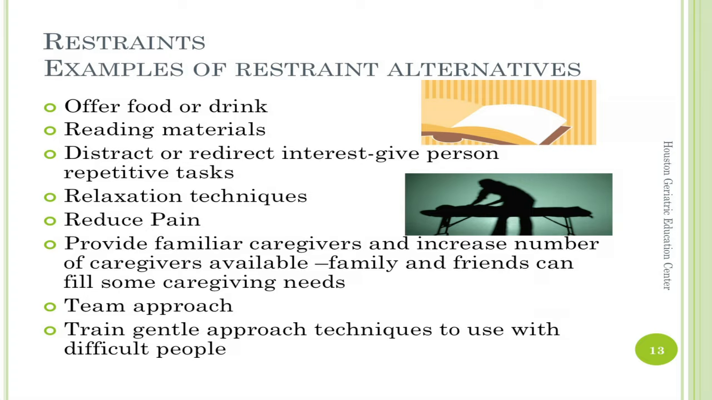Distract or redirect interest. Give the person repetitive tasks to do. Sometimes people with dementia especially benefit from simple tasks like giving them a box of washcloths to fold or to sort out items like buttons into colors. Try and help them with relaxation techniques. Here again, you may give them a back rub or just listen to music.